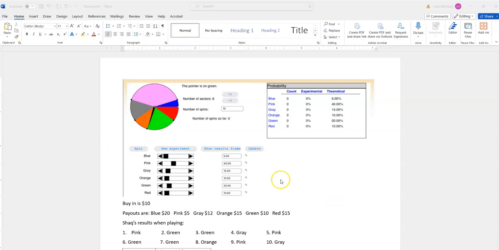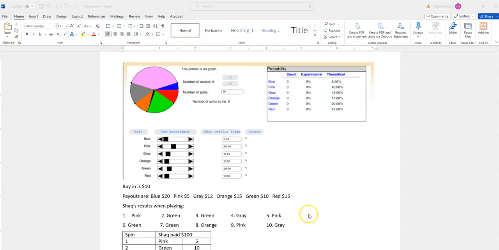So if this is someone's game and they know it's a $10 buy-in and here are the payouts, then someone plays your game. To play the game, there's a video on how to do that, but this person played the game, let's say it was Shaq, and then they tell this owner of the game, here's what I played, here's what I got each time I spun this spinner. They don't have to figure out what they won, you have to figure that out. So here's how you do it.